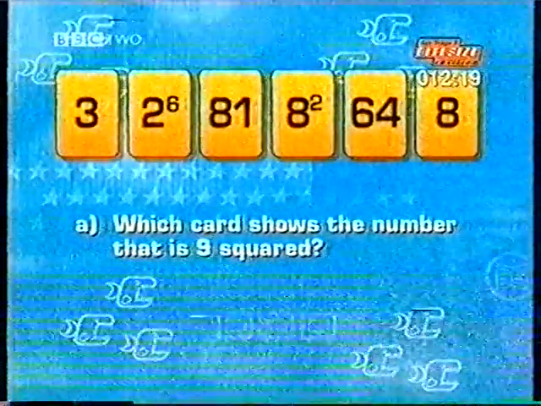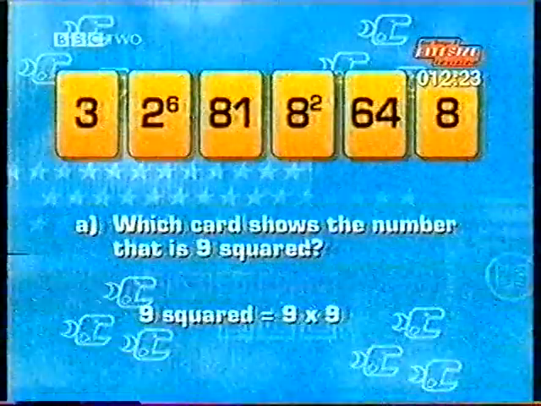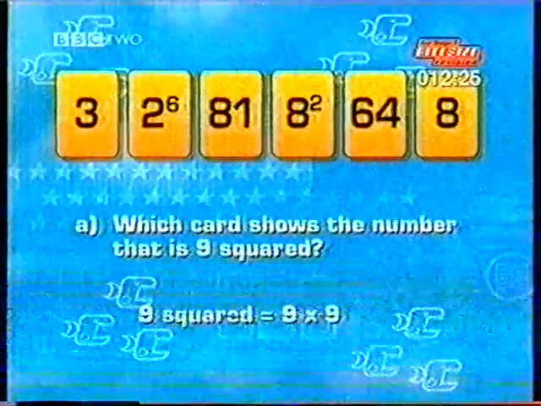For the definitive answers, let's go to the lead chief marker for Key Stage 3 Maths. We are shown cards that display the numbers 3, 2 to the power 6, 81, 8 squared, 64 and 8, and asked some questions. Question A asked, which card shows the number that is 9 squared? 9 squared is 9 times 9, which from your times table is 81.